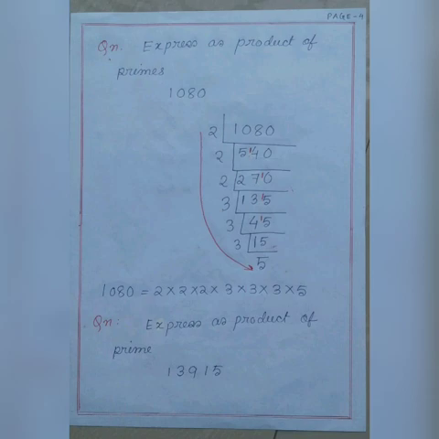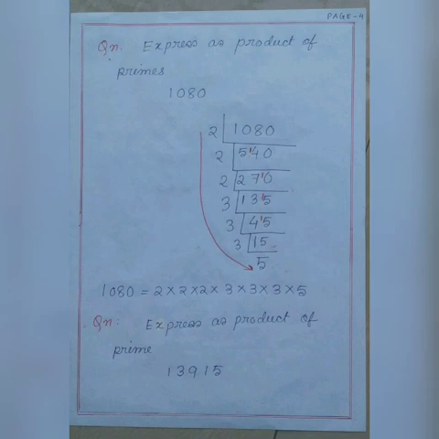Question: express as product of primes. So we have to find the factorization of 1080. The smallest prime number by which we can divide 1080 is 2. By using the short division method, if I divide 1080 by 2, I get 540. Again 540 is divisible by 2.